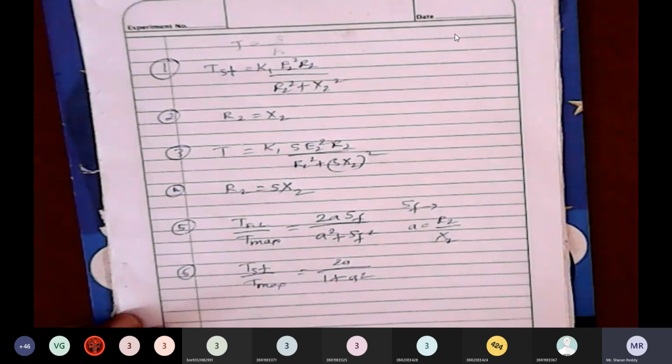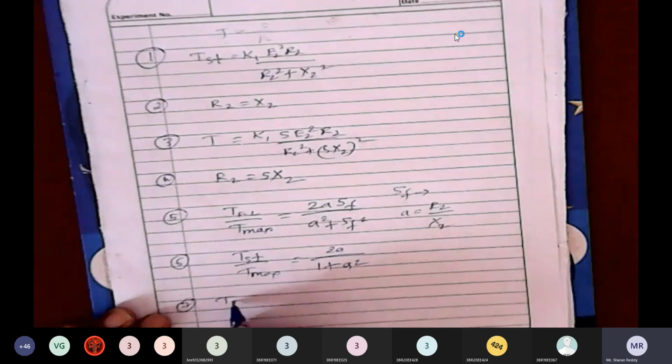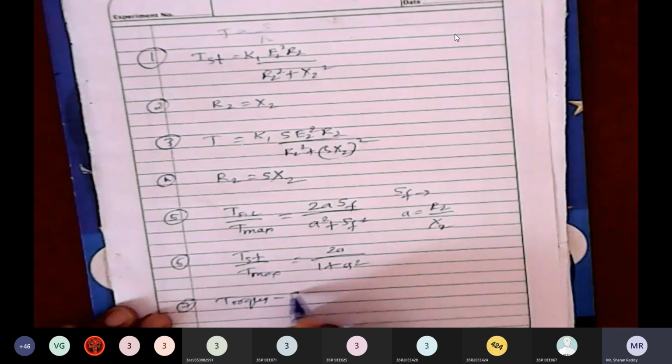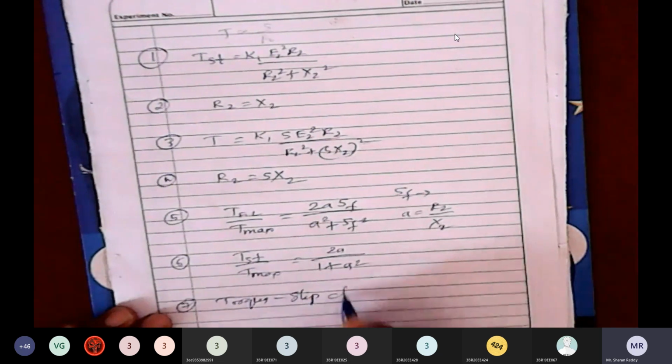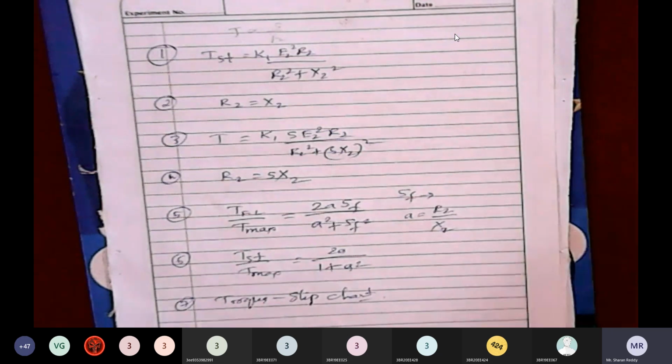And we are left with one more theory part of this chapter, that is the torque slip characteristic, which is the most important, as I told you. We have to complete the torque slip characteristics in today's class. It plays a very important role as far as an induction motor is concerned. So, any doubts in these derivations?